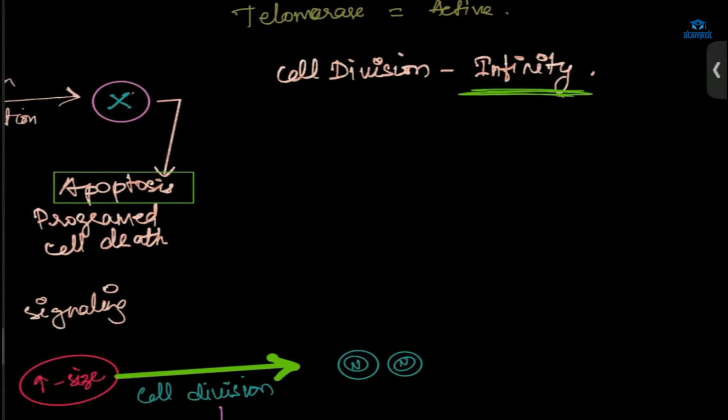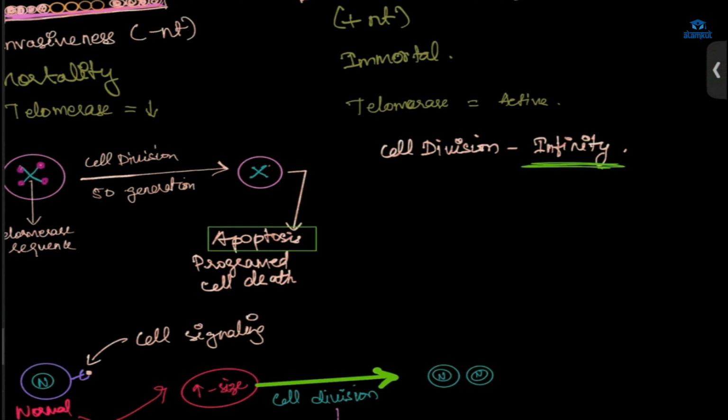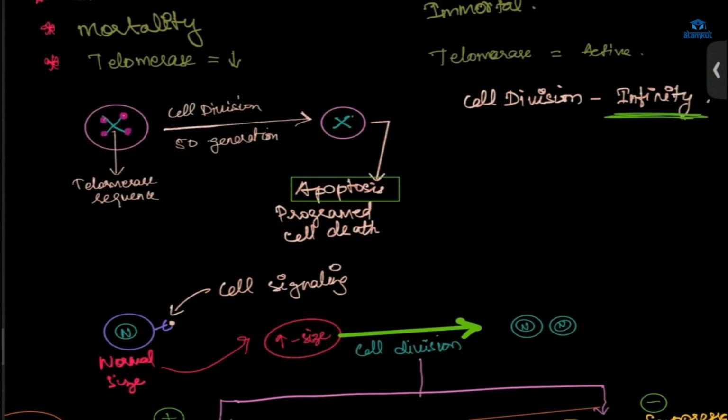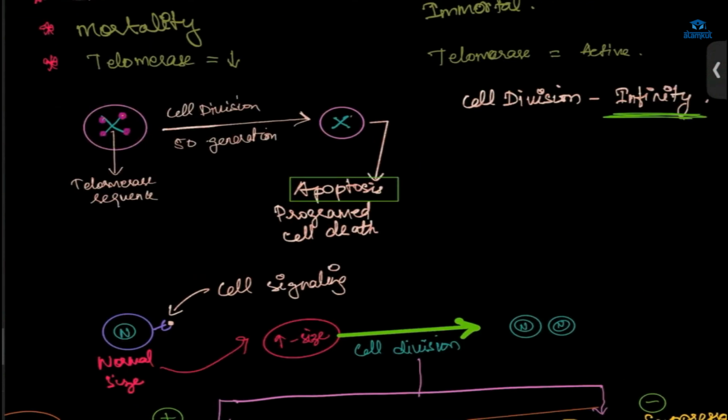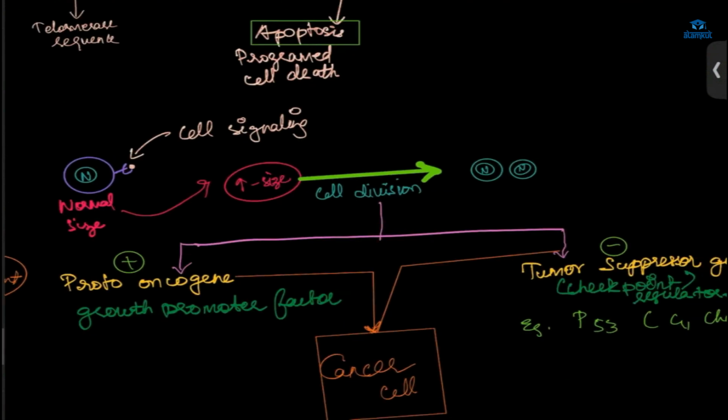But in the cancer cells, there is no stoppage. This telomerase enzyme is active, this pink color enzyme. It is active, so there will be telomerase sequence happening. Because of that, there won't be any death, no apoptosis. You got it, ma'am? Yes, ma'am.